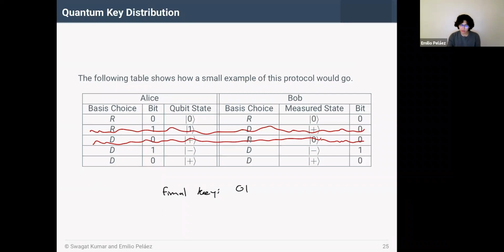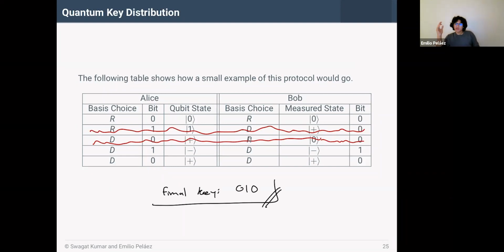bits. So it's just going to be 1, 0, 0, 1, 0. And this is the final key. And here we just got a small key, which would not be useful in real cryptographic protocols like RSA, one-time pad, or any other protocol. So this was just a small example, of course.